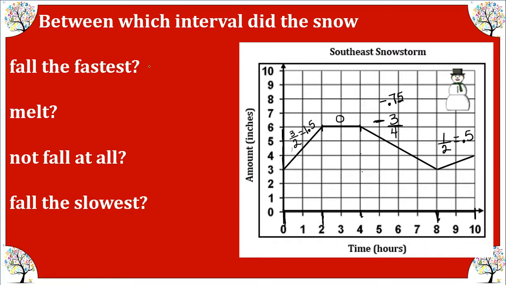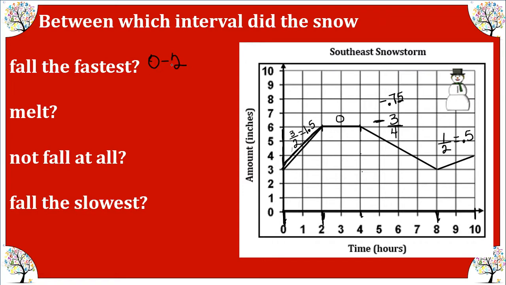Now let's answer our questions. Between which 2 intervals did the snow accumulate the most because it fell the fastest? So we're looking for our rate of change, a positive rate because it's increasing. And that would be between hours 0 and 2. So this part of the story graph has the steepest slope of accumulation. So between hours 0 and 2.